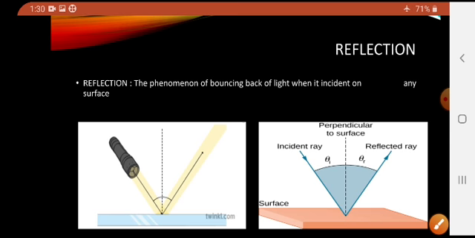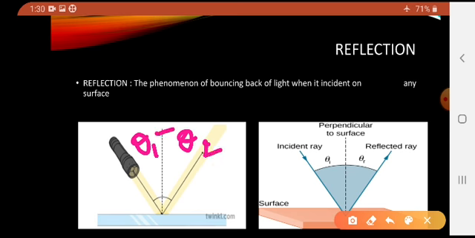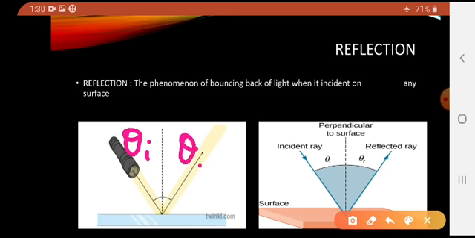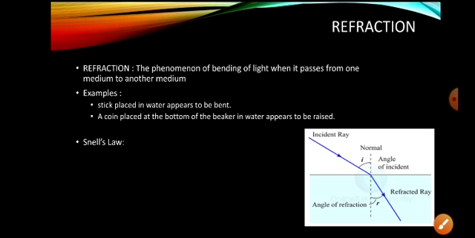This theta 1 is always equal to theta 2. So the incident angle is equal to the reflected angle. Sometimes theta 1 is taken as theta i, the incident angle, and the reflected angle as theta r; both are equal. The incident ray and reflected ray lie on either side of the normal. The incident ray, the normal drawn to the surface, and the reflected ray are in the same medium. These are the laws of reflection.